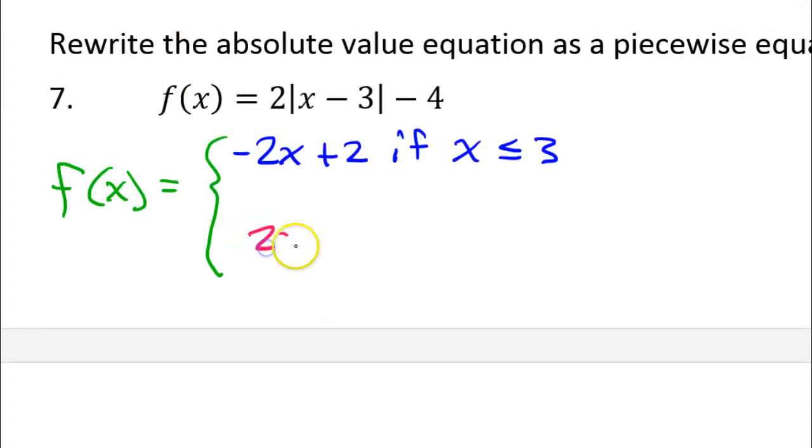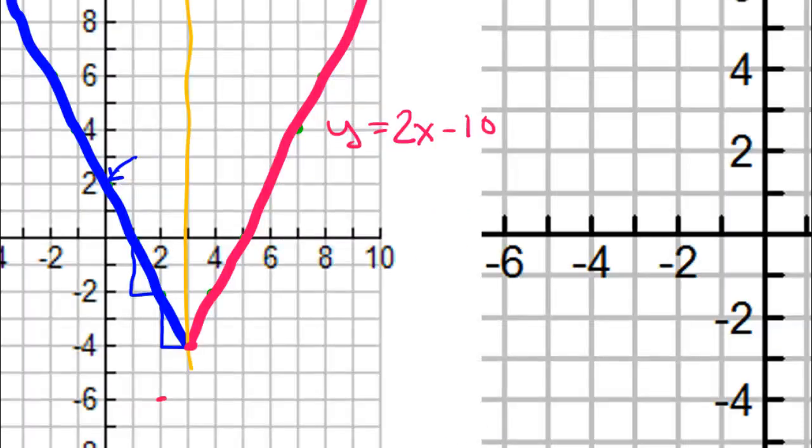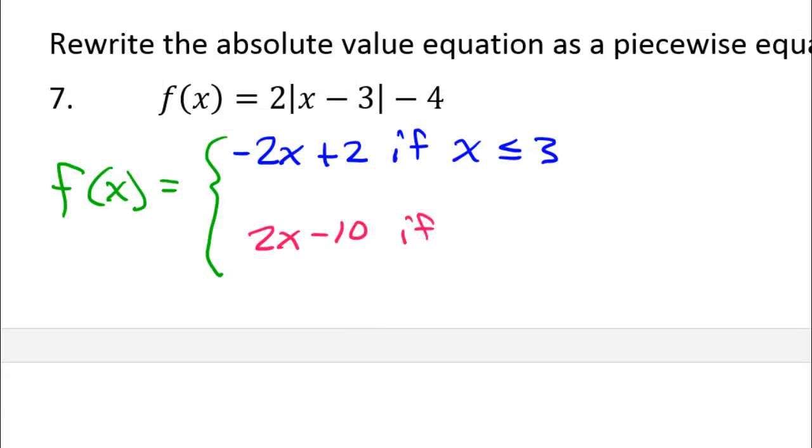So I will write 2x minus 10 if. Okay, now this time we're looking at x values to the right of 3. So I'm going to say if x is greater than 3. Now you'll notice I put an equal to on this one and I didn't on this one. I could have done it the other way around. I could take the equal to off of this one, put it on this one. It doesn't matter which one you put it on, just pick one. Alright, so that is how you make an absolute value function into a piecewise function.